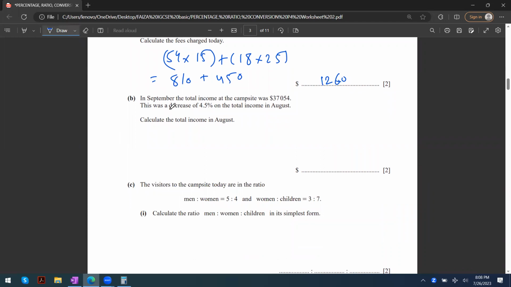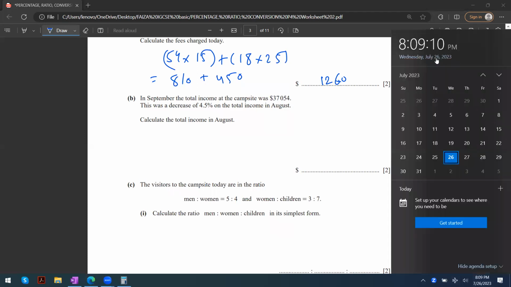Next, in September, the total income at the campsite was 370. This was a decrease of 4.5%. Okay, so this is a reverse percentage question. Please try this. I will start solving at 811. Please give it a try.